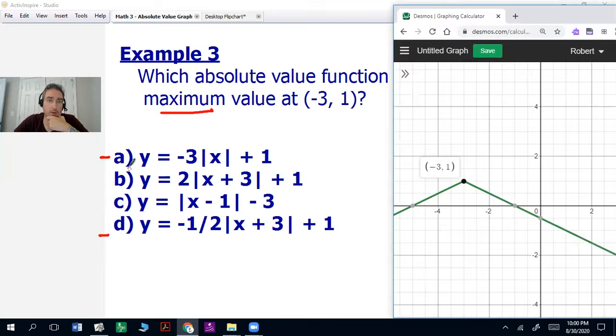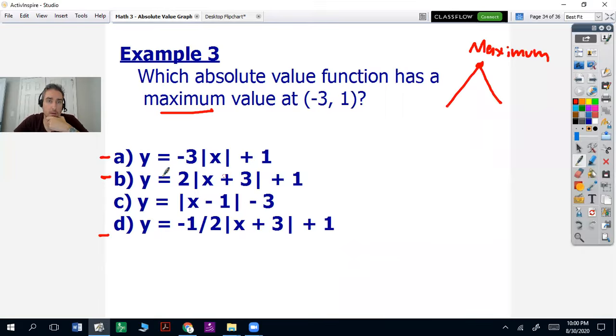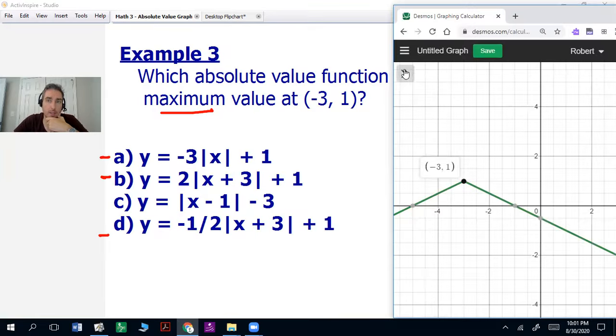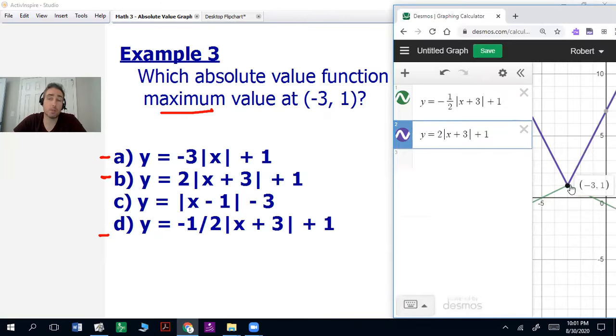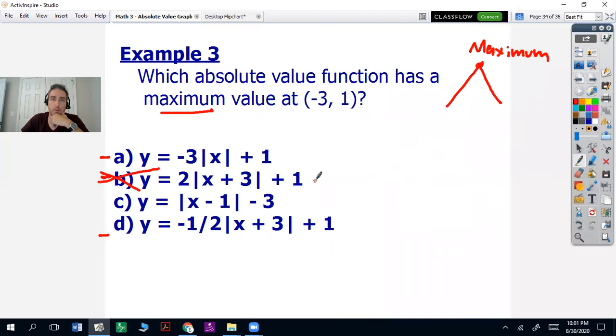If I graph part B, 2 absolute value x plus 3 plus 1, it'll give me a vertex at that point. But that vertex would be a minimum because it opens upward. So this does have a vertex at -3, 1, but it's a minimum. So that's not good. So it's going to be that answer choice.